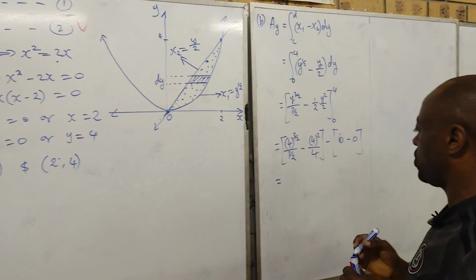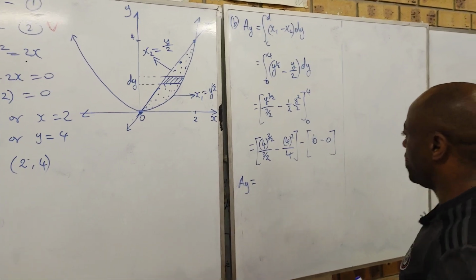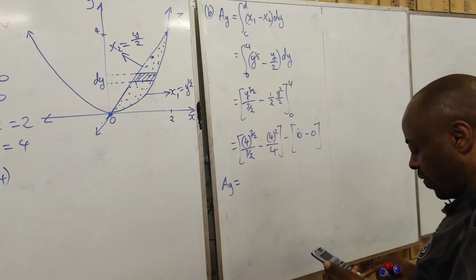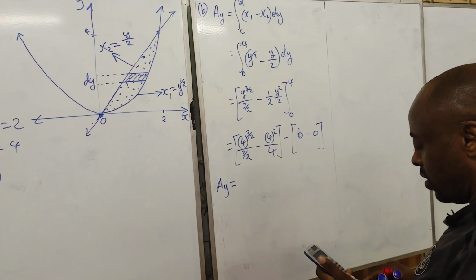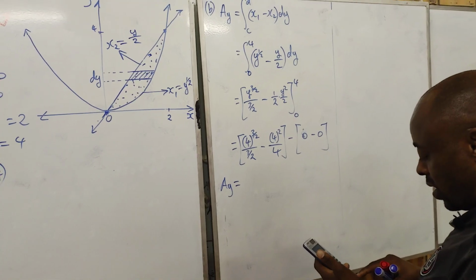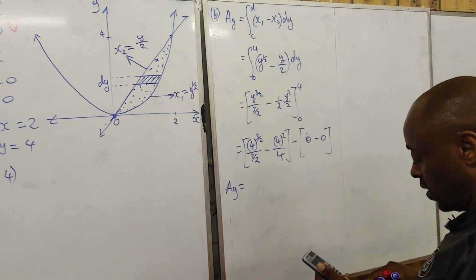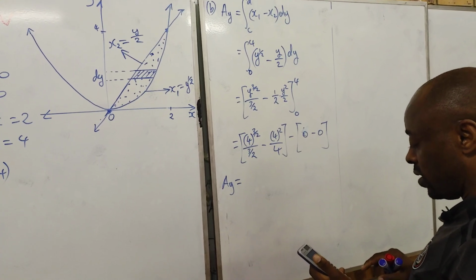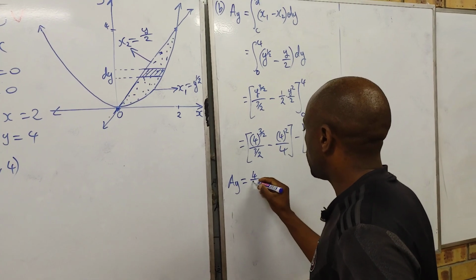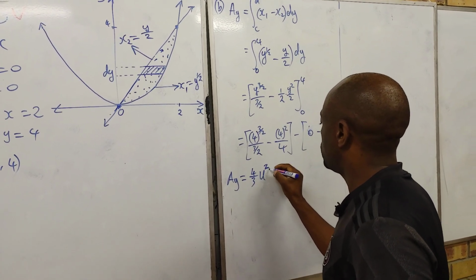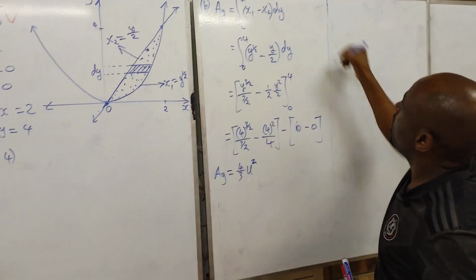So what I'm left with is to confirm from my calculator what my answer should be. So I will take 4 to the exponent 1.5, that is the meaning of 3 over 2 divided by 1.5, then minus 4 squared is 16 divided by 4 is 4. So if I do that, I see my area as 4 over 3 unit square, which you can also choose to say it's 1.333 unit square. So we are done with the area.